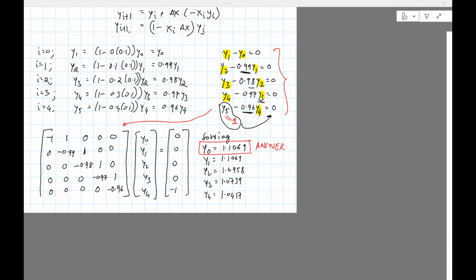Question: why is the last number minus 1? Good question. y5 is 1, but the way I wrote this equation, I need to move this 1 to the other side. So when I move it to the other side, it becomes minus 1.